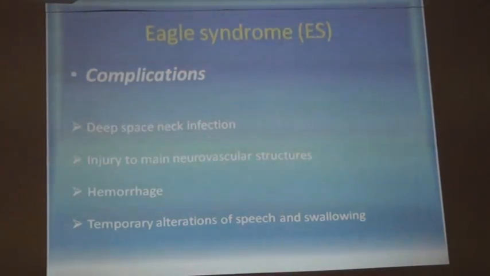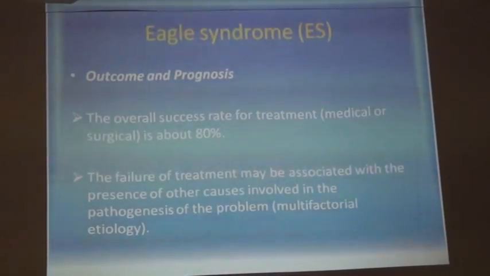These are the complications. There may be deep space neck infection due to the neurovascular structures, hemorrhage may be there, and temporary alteration of speech and swelling following the surgery. Outcome and prognosis: the overall success rate for treatment, medical or surgical combined, is about 80%. The failure of treatment may be associated with the presence of other causes involved in the pathogenesis of the problem.